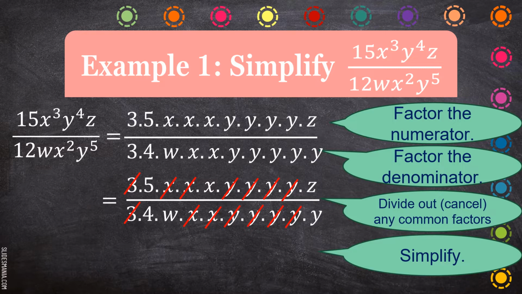So let's first multiply the remaining factors in the numerator. The remaining factors are 5 times x times z. So that will be 5xz. Then let's multiply the remaining factors in the denominator. So the remaining factors are 4 times w times y. So that will be 4wy. So therefore, 15x cubed y to the 4th power z all over 12wx squared y to the 5th power is simplified as 5xz all over 4wy.